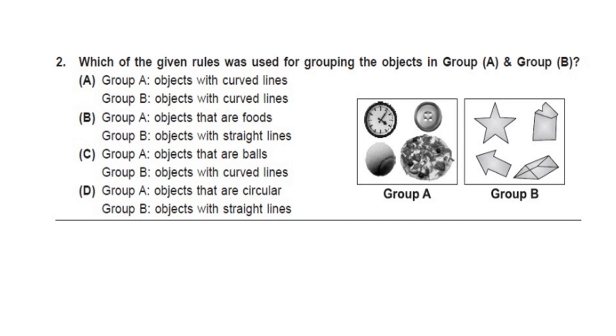Well, if we look at this carefully, you will notice that group A is not all balls, neither are they all food, nor are they all clocks. They all are circular in shape. Hence, we can choose the option where group A says that the objects are circular. And group B has all the objects with straight lines. Hence, the option D, which says group B, objects with straight lines, is the right answer.